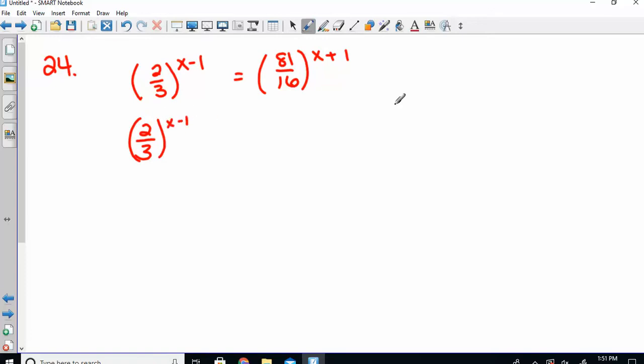So, 2/3 I can't break down, so I know this one has to stay. But over here, when I think about 81, that's the same as what? 3 to the 4? Mm-hmm. And 16 is the same as 2 to the 4. So I can write this as a base of 2/3. But you'll notice I had the 16 on the bottom. So if I need to flip it, what kind of exponent should that be? Negative 4. Is everybody with me on that one?